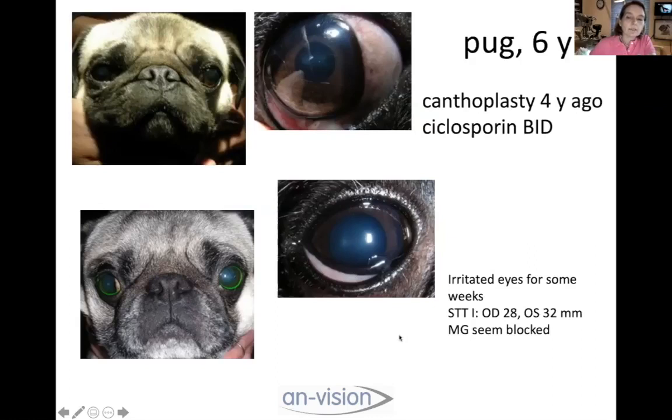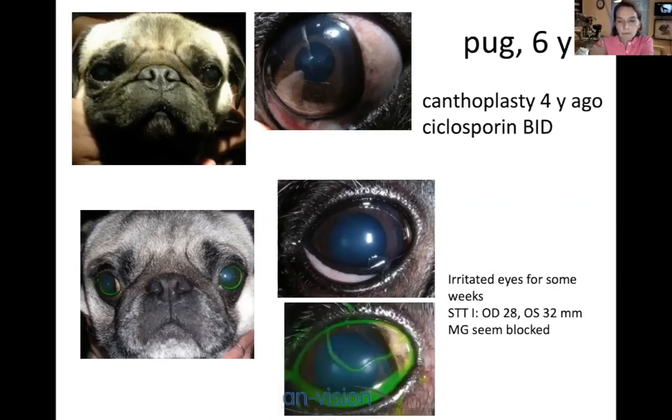And she came in because she had irritated eyes for some weeks, even though nothing has changed, cyclosporin was given and everything. So Schirmer tear tests were high, 28 in the right eye and 32 in the left. And looking at the meibomian glands, we had the impression that the secretion was blocked there. Fluorescein test was negative. There was a little strand of mucin here, maybe some hairs or whatever involved there.